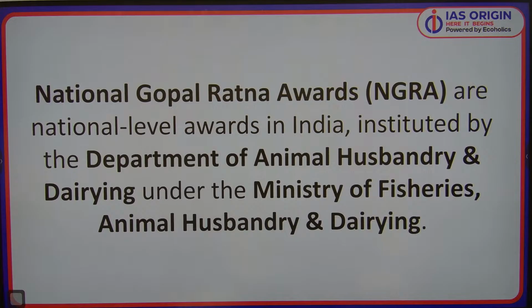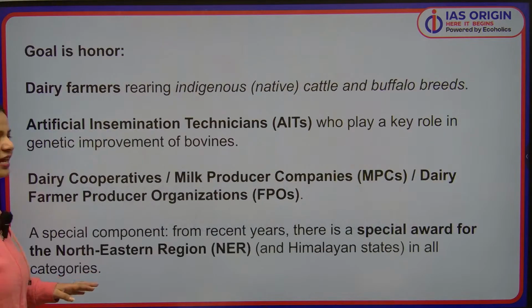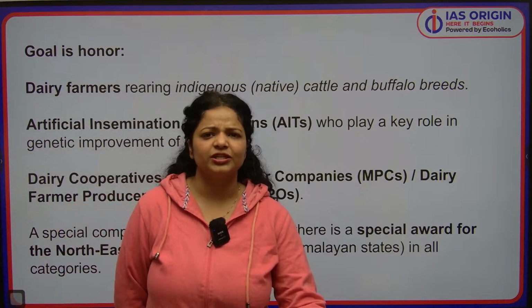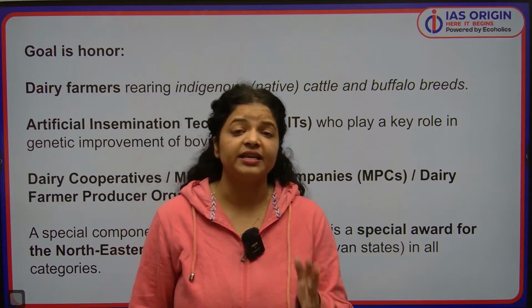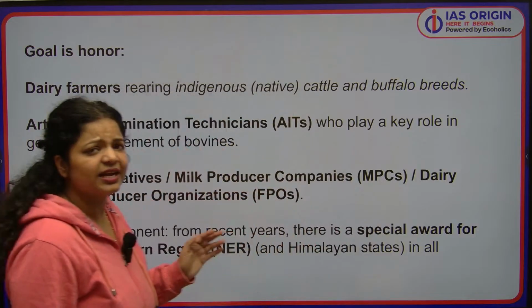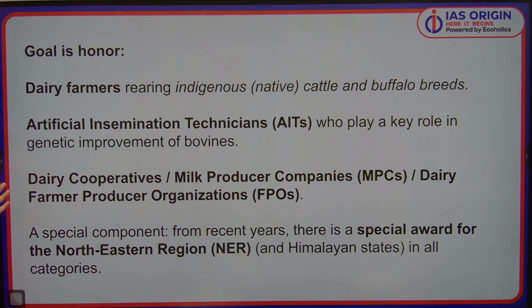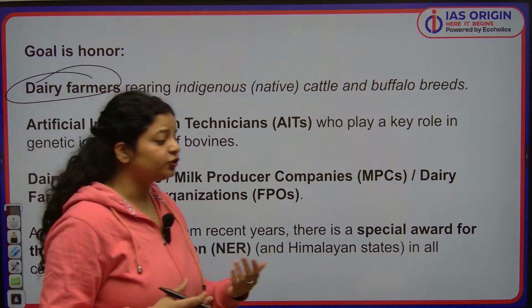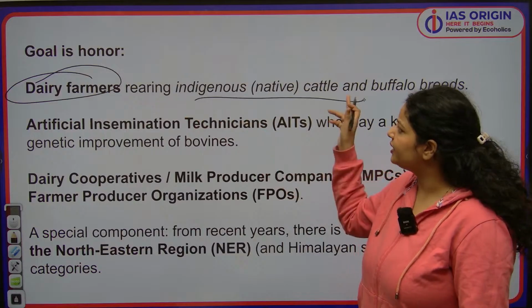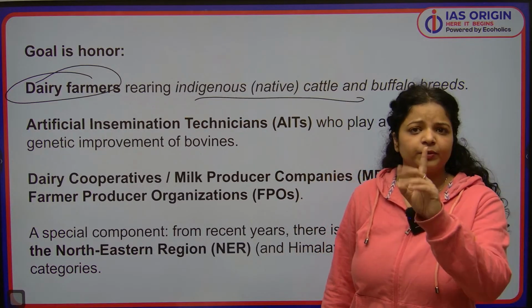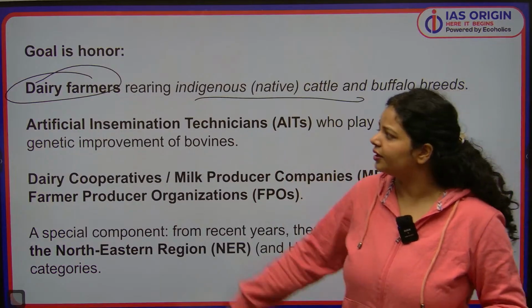The National Gopal Ratna Awards are national level awards in India instituted by the Department of Animal Husbandry and Dairying under the Ministry of Fisheries, Animal Husbandry and Dairying. The people who are working well in the dairying sector, fishery sector, and agriculture related to dairy and fishery are awarded under this, and money is also given to these people. Now this is a kind of factual question we will see. The goal is to honor dairy farmers, the people who are still following the traditional method for dairying, still rearing indigenous cattle and buffalo. So number one, the goal is to honor the dairying farmers.